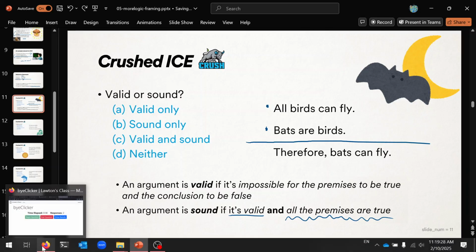Questions about the question, though? You good? All right. Try it. You got the definitions there? See if you can figure it out. It's a good argument. How good is it, is the question.